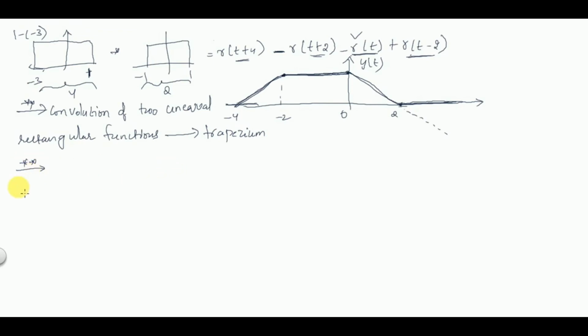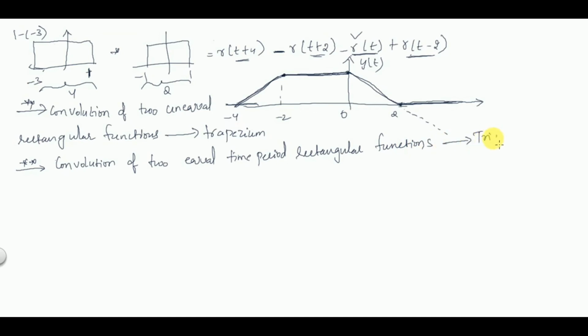Similarly, I'll tell you one more concept, and I'll solve this question in the next video, so if you want you can refer to the next video also. That is the concept of differentiation. Through differentiation I'm going to prove that also, but I'm telling you the point here only. Convolution of two equal time period rectangular functions results in a triangle.